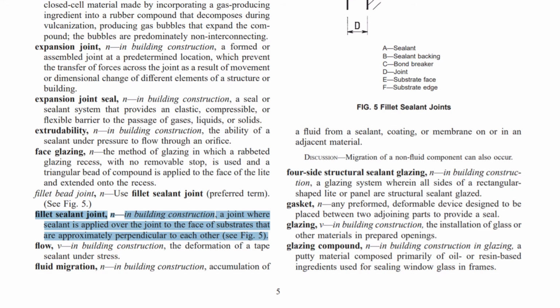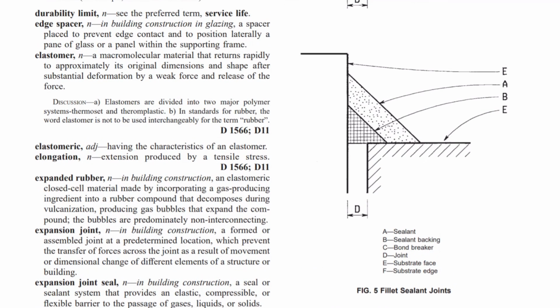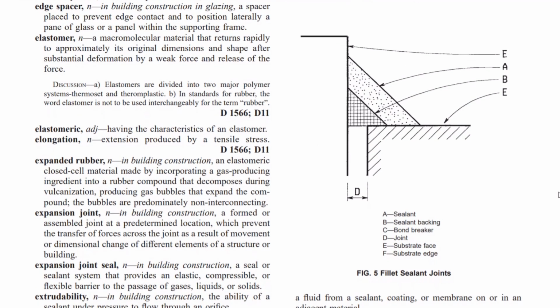A fillet sealant joint is a joint where sealant is applied over the joint to the face of substrates that are approximately perpendicular to each other. And we can see Figure 5 for clarification. Figure 5 shows the condition where a fillet joint is created between two substrates.